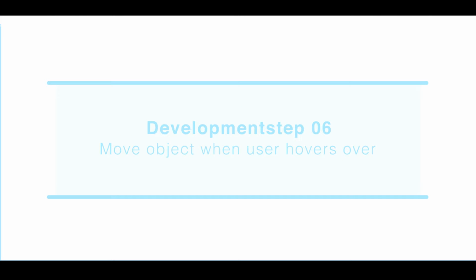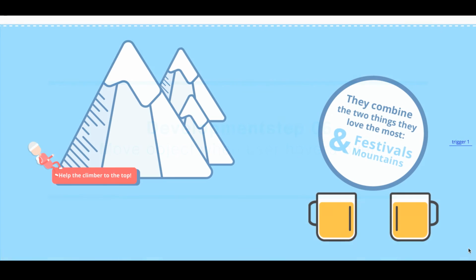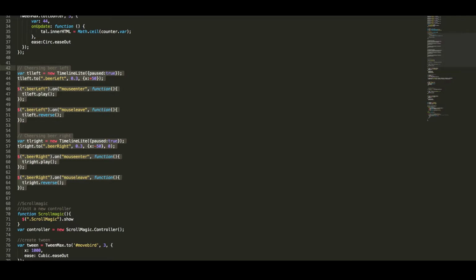The next step is to create a movement when the user hovers over an image. If we hover over this one, it will go to the left. If you hover over the left one here, it will go to the right. So this is the code for the beer scene. First, I will explain the left one.